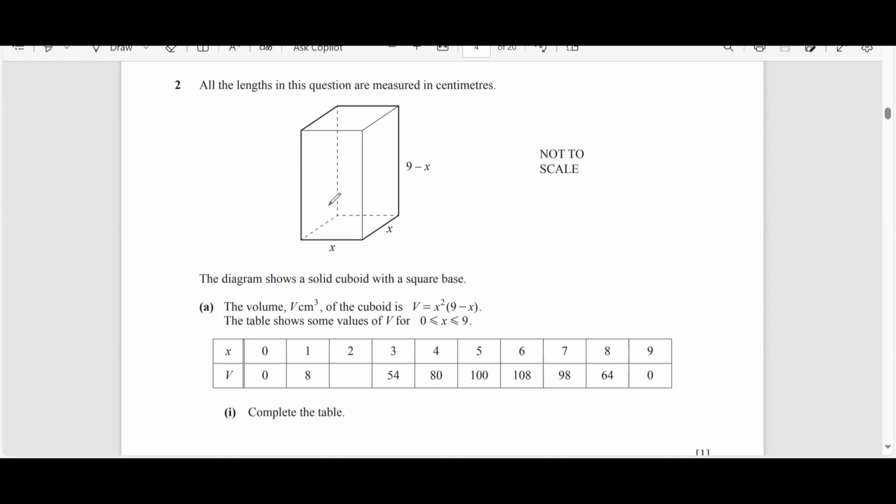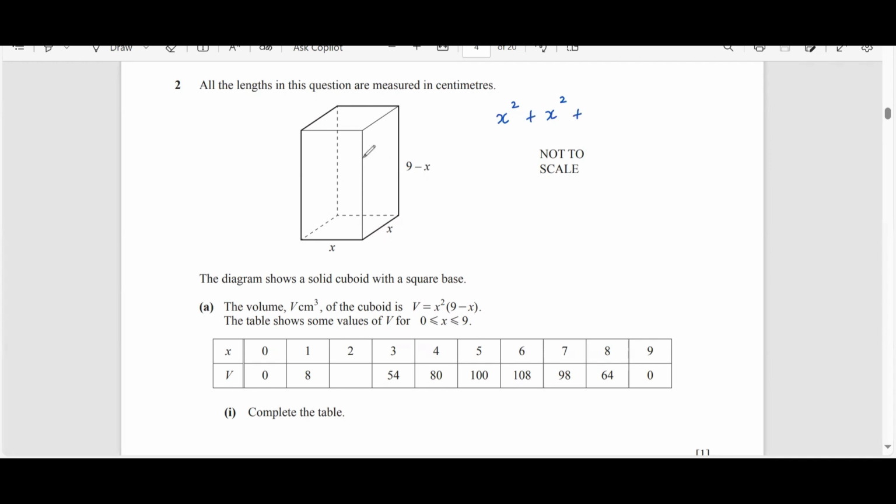We have 6 rectangular faces. We need to find out the area of all these 6 rectangular faces and add them up. That's how we get the total surface area. So here, the base is a square, so x times x is x square. Now, if the base is x square, then the top will also be x square. So x square plus x square.